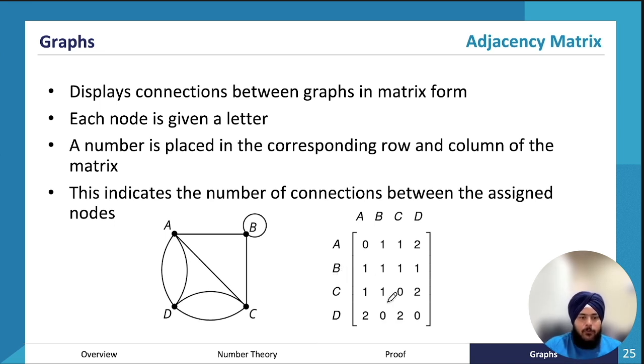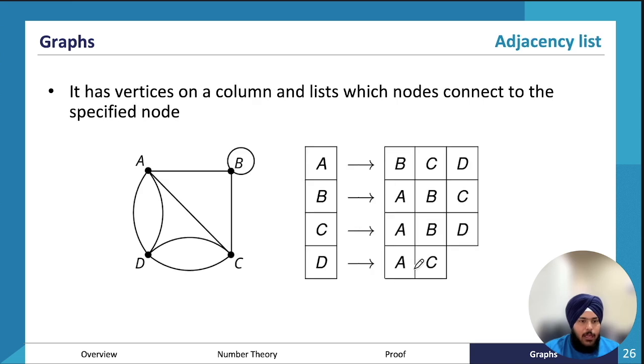The way that we read the adjacency matrix is, first of all, let's look at just a random number. For example, this 1 over here. It's at the intersection of B and C. What that means is that there is one connection between the nodes B and C. As simple as that, we are looking at the connections and generating them in the matrix. Okay. Next, we have adjacency lists.